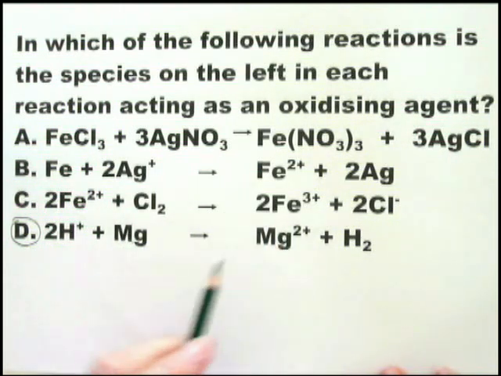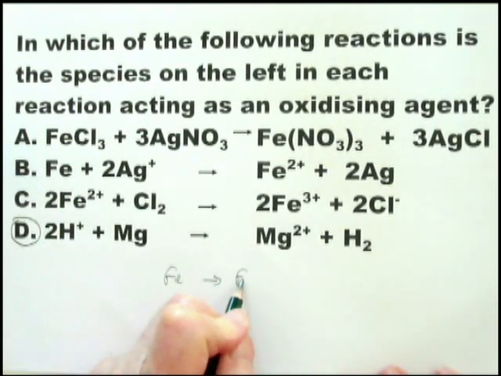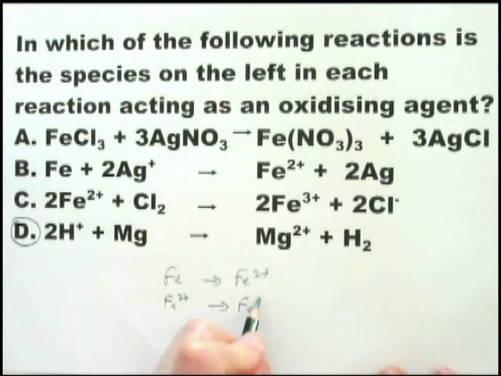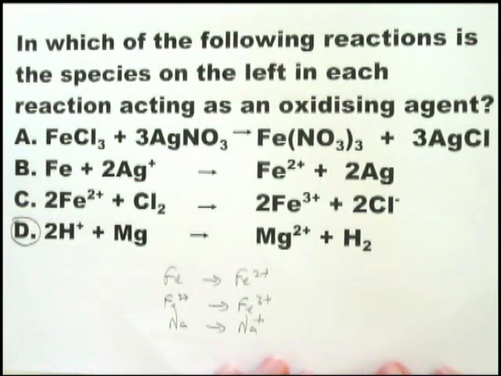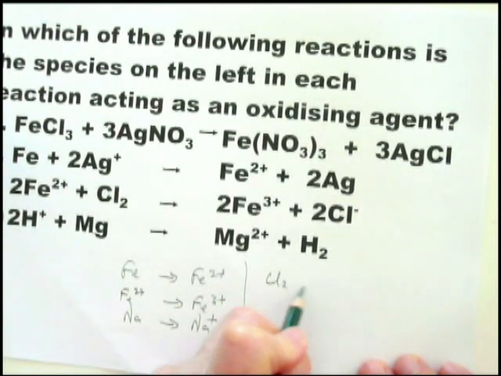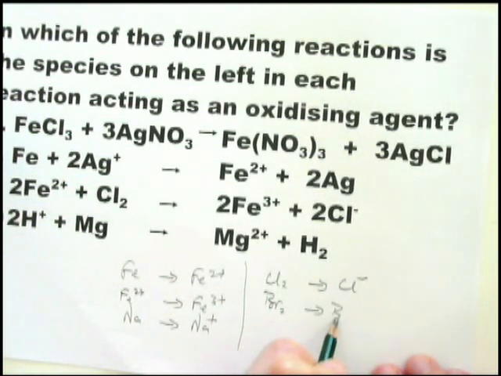Mg goes to Mg2+, it's being oxidized. Fe goes to Fe2+, it's being oxidized. Fe2+ going to Fe3+, it's being oxidized. Sodium going to Na+, it's being oxidized. Just let me do the other side. Chlorine going to Cl-, it's being reduced. Bromine going to Br-, it's being reduced.